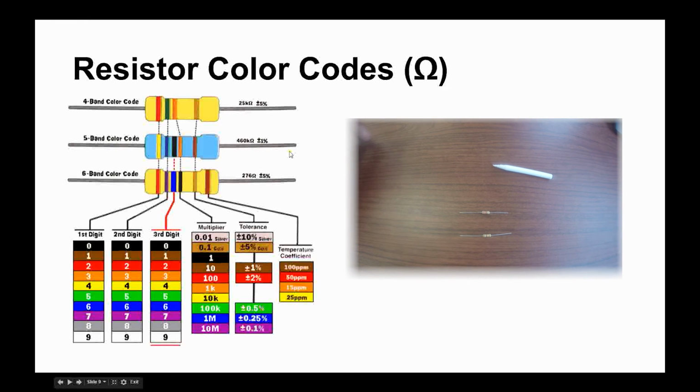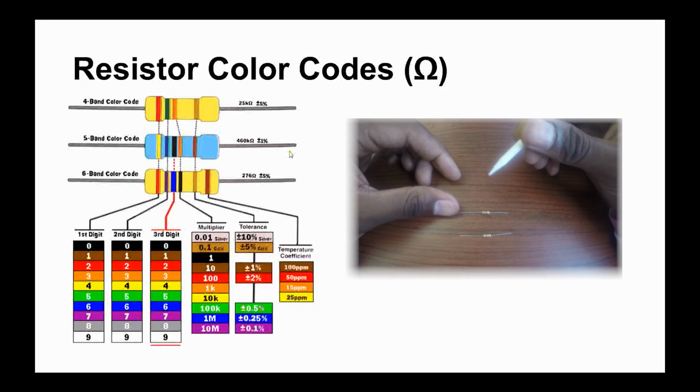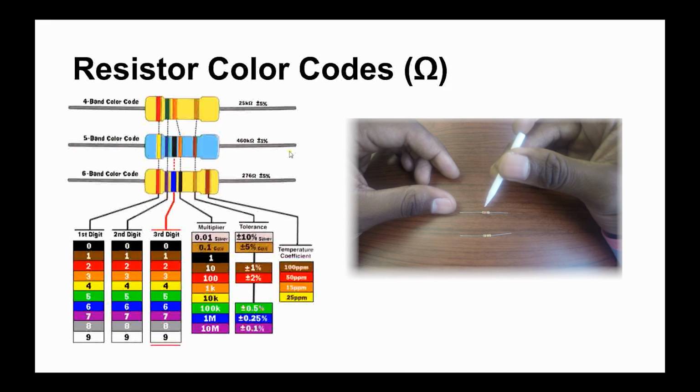Let's take a look at some of the actual resistors I'll be using in the Arduino projects. You see here I have a couple of 4-band resistors, and so let's start with this top one here. It's a good idea to make sure your tolerance band is on the right-hand side, and you can identify the tolerance band because it's the shiniest band.